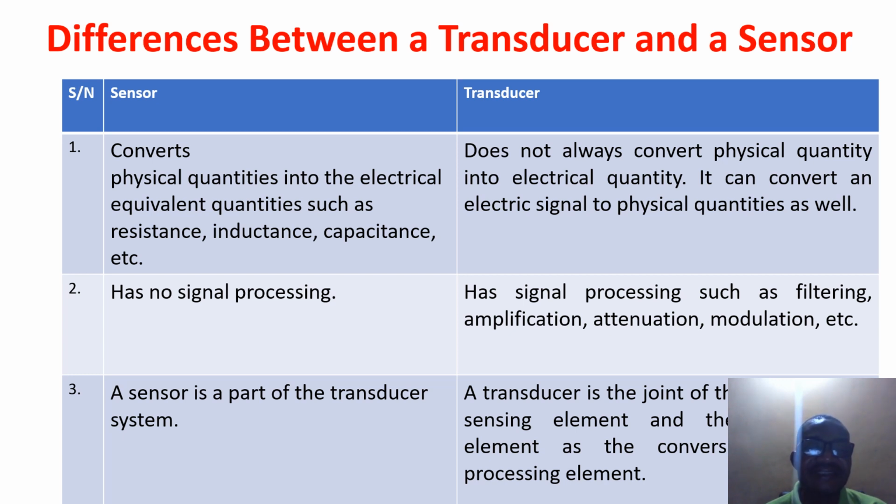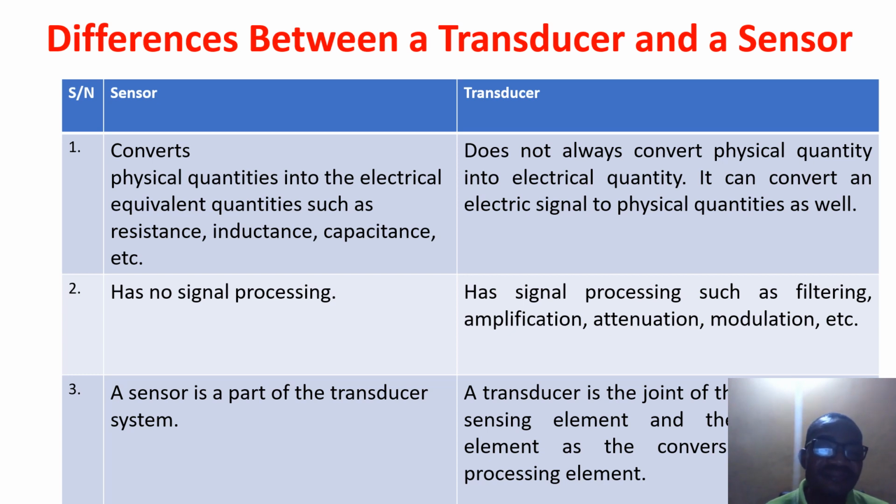One, the sensor converts physical quantity into electrical equivalent quantities, such as resistance, inductance, capacitance. The transducer does not always convert physical quantity into electrical quantity. It can convert an electrical signal into physical quantity as well. That is another important point you must note. A transducer can convert an electrical signal to a physical quantity, but the sensor cannot do that.